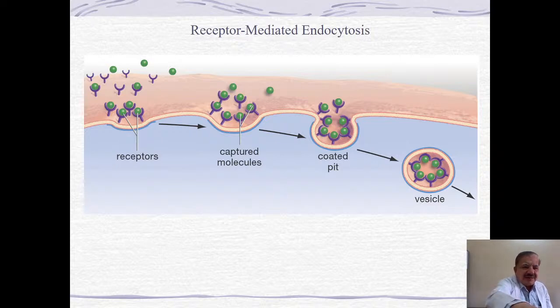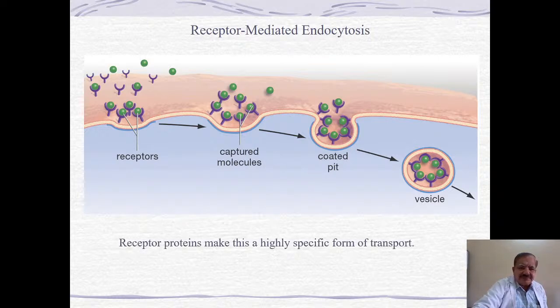Receptor mediated: here are the receptors. They capture molecules, bring them inside, coated, and release them inside the vesicle. So, receptor mediated endocytosis. Neurotransmitters and enzymes have receptors there. Cholesterol is taken up this way.